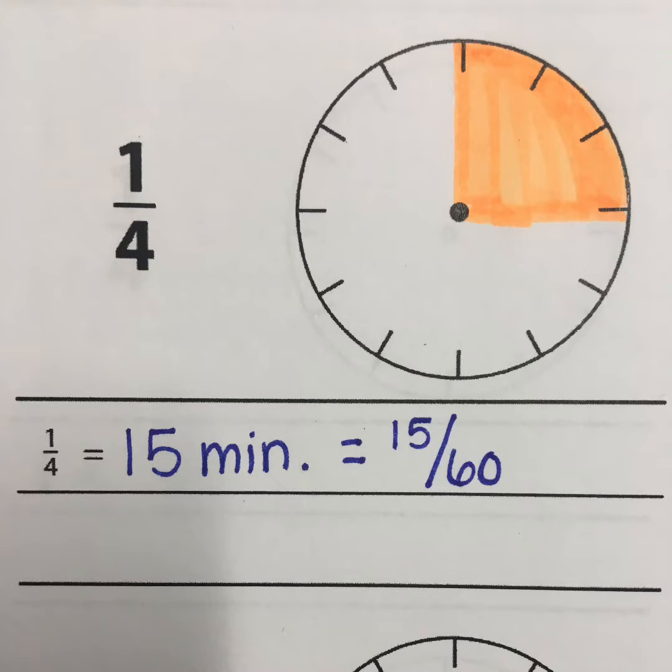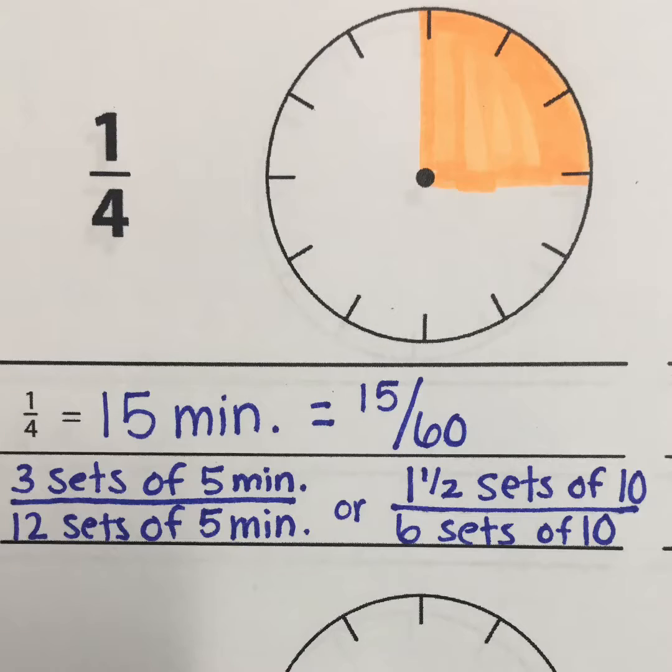Now would be a good time to pause the video. Look at 1/2 and how we solved. Try to come up with 2 different ways that you can write 15/60ths as a different fraction. Is this what you came up with? If so, I'm so proud of you. 3 sets of 5 minutes out of 12 sets of 5 minutes. So an equivalent fraction would be 3/12. Or if you were really up for a challenge, 1.5 sets of 10 out of 6 sets of 10 minutes.